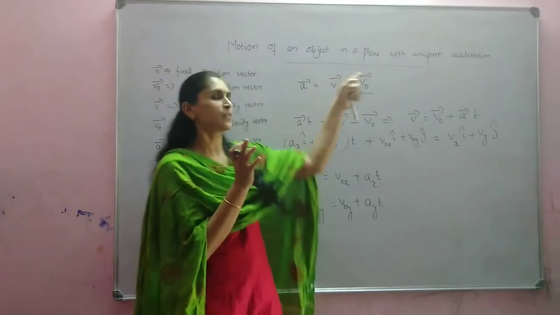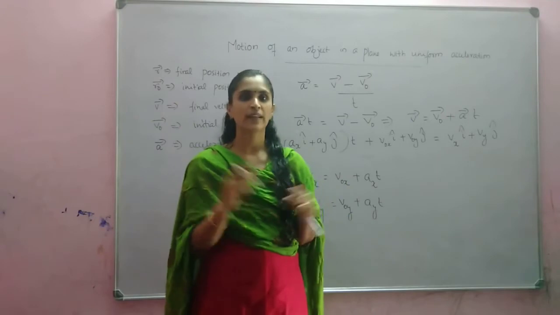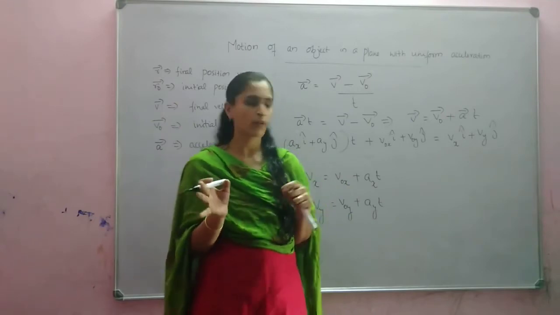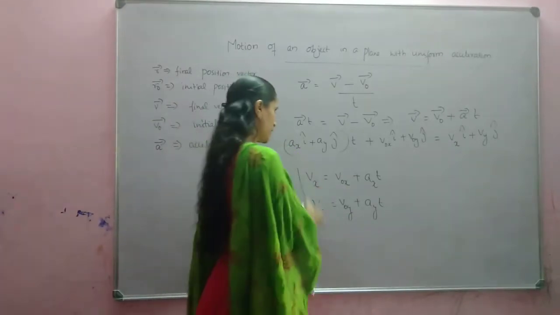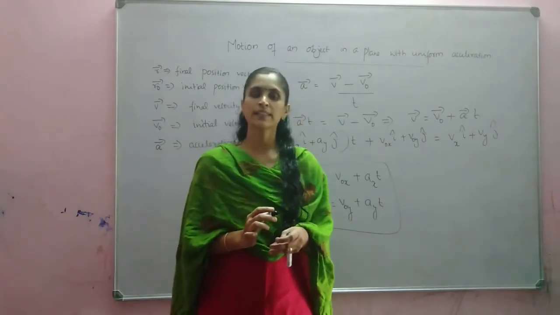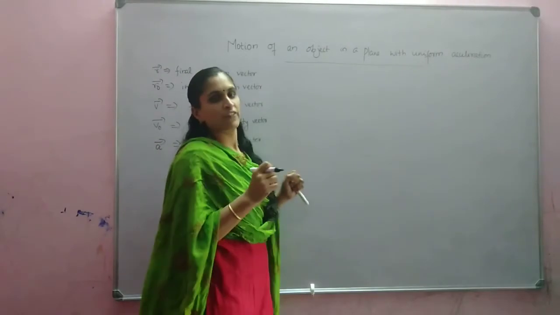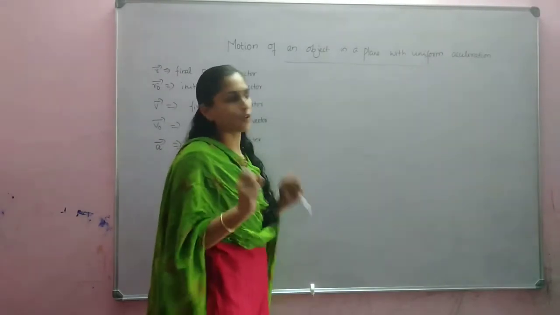Here we are dealing with motion in a plane. That's why only two components are there, i and j. We are considering motion in the xy plane. Okay. So this is the first equation of motion. Is it clear?